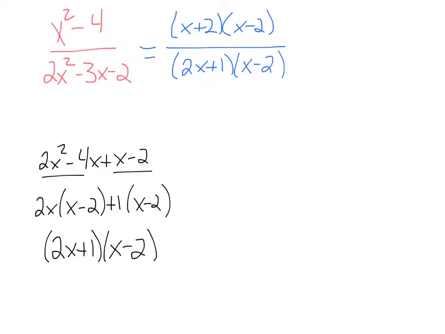And now we're looking for any common factors. You can't factor anything else on here any further. And you're going to cancel whole things, whole factors, x minus 2 and x minus 2. And then there's nothing else that is a common factor. So now we're done, and our answer would be x plus 2 over 2x plus 1.